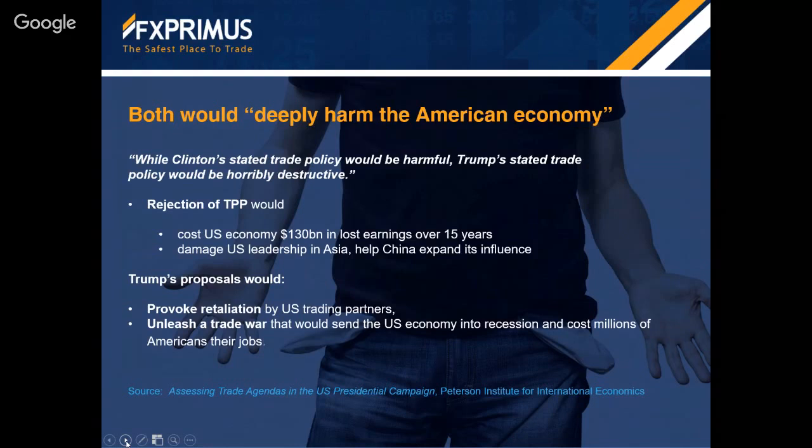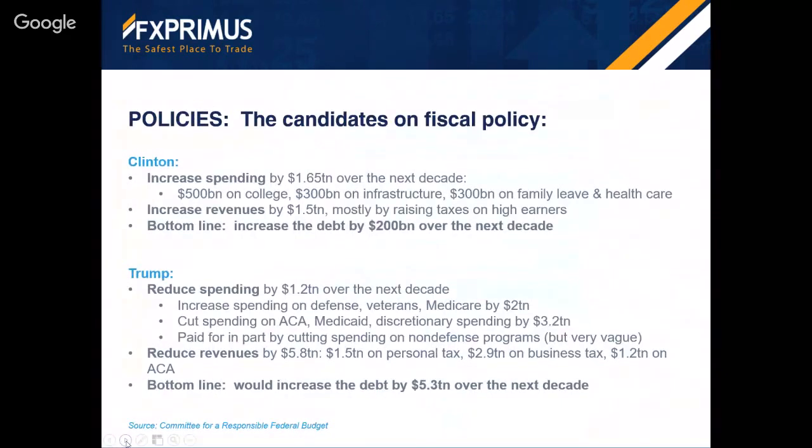Clinton's would be harmful mostly because she rejects the TPP, which would increase trade, I think, but Trump's proposals would, every action has an equal and opposite reaction. If the US imposes 45% tariffs on imports from China, China is going to impose 45% tariffs on imports from the US, and so is Europe and everything. So this is what happened in the 1920s and how we got the Depression. Everybody threw up trade barriers, trade cycled down, and we would unleash a trade war that would send the US economy into a recession. It cost millions of Americans their jobs. And I believe this completely.